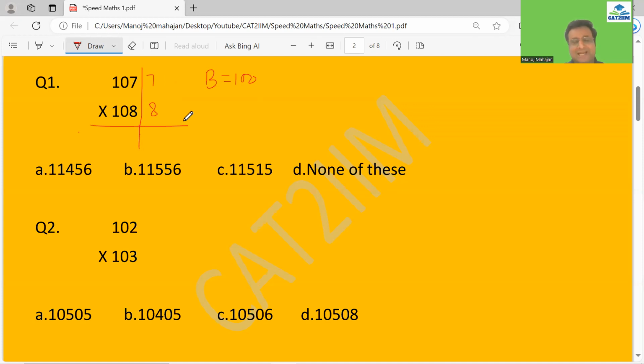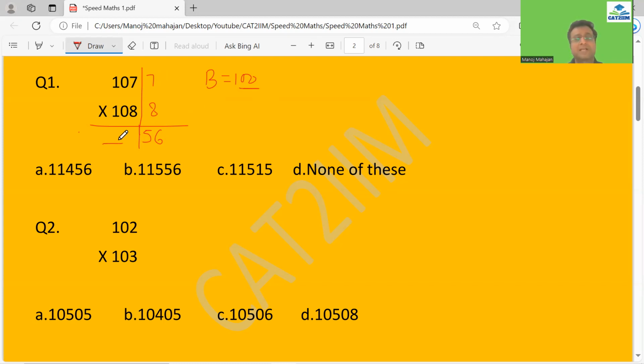Now my right hand side, I can calculate by multiplying the surplus or the deficit which you have on the right hand side. So 7 into 8 is 56. How many digits do we have over here? 2. So let me put 56 over here. The number of digits on the right hand side would depend on the number of zeros in the base. So 56 I'm writing over here.